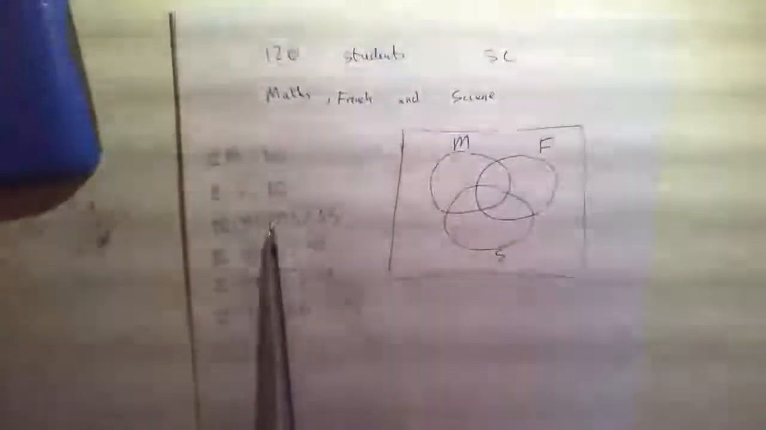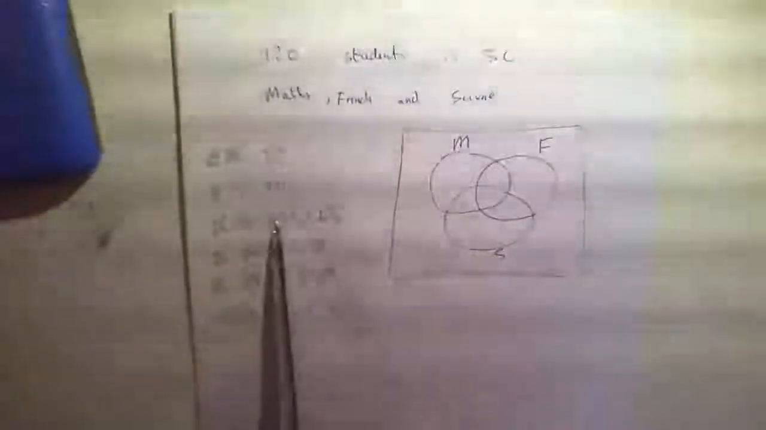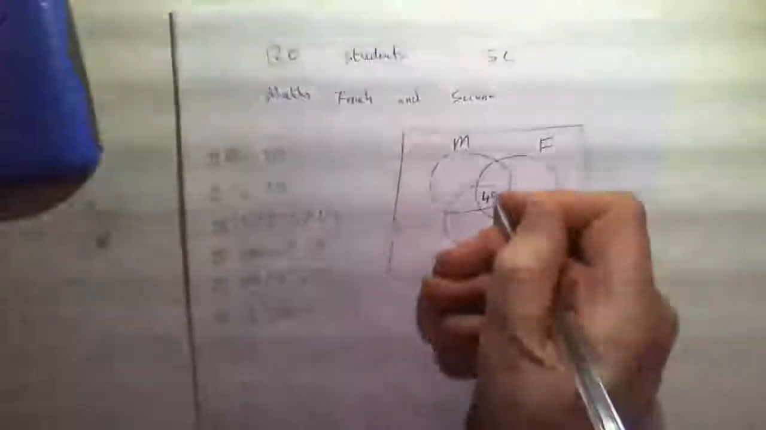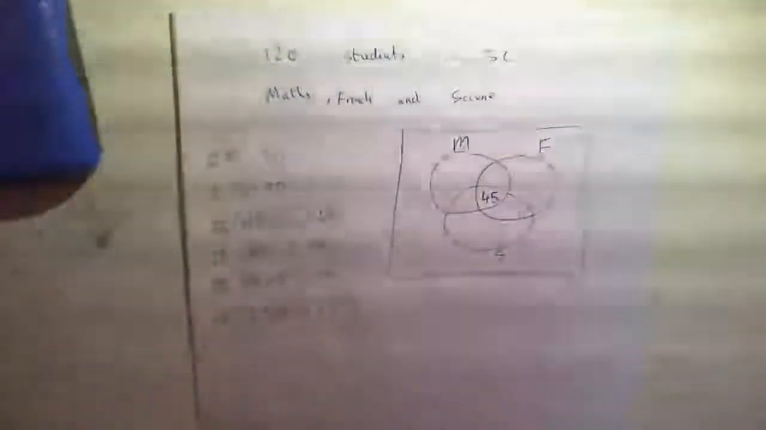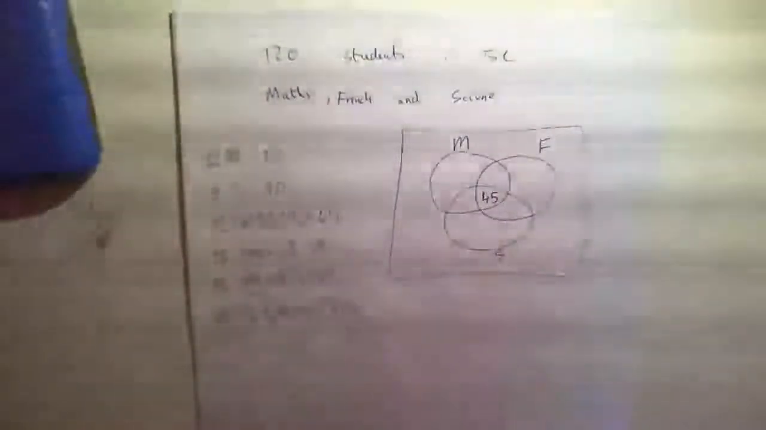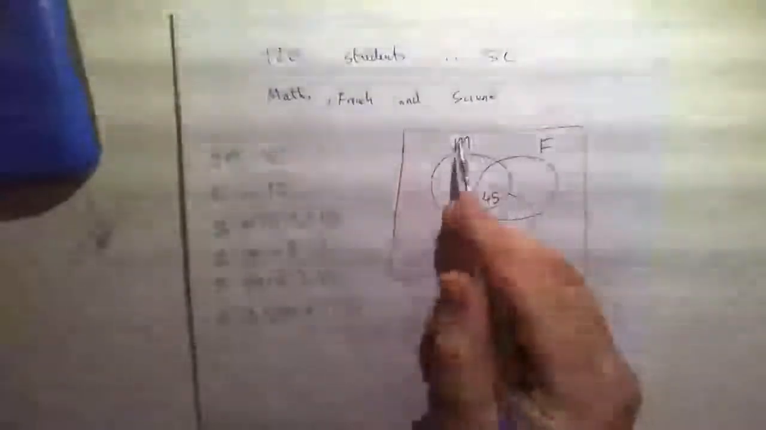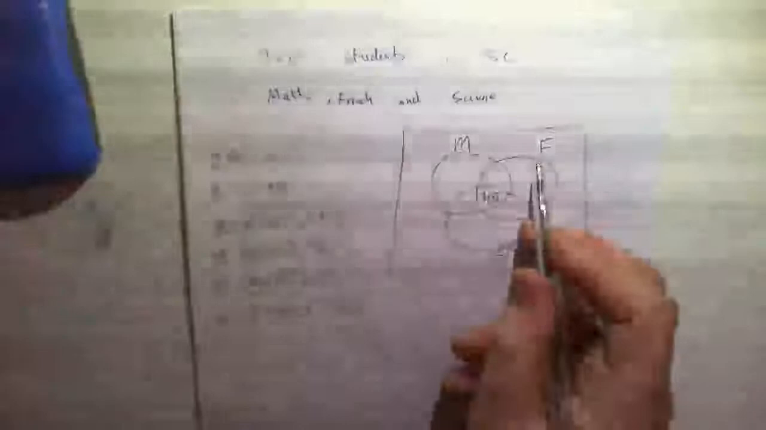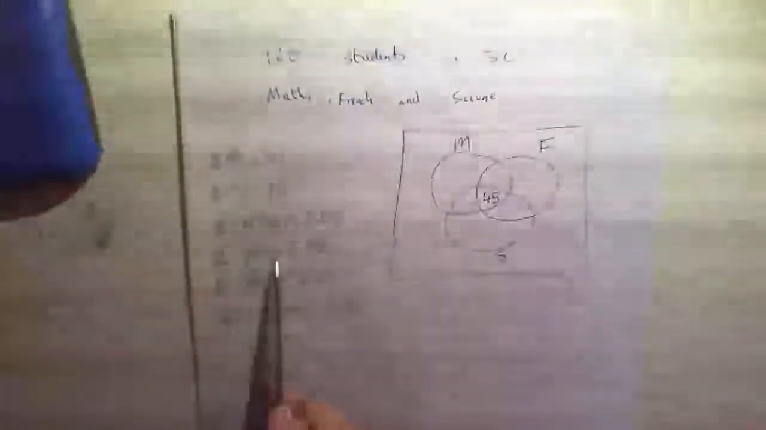We need information either about maths and science, science and French, or maths and French. So I have maths and science here. They say that there's 58 people who did maths and science. See this area right here? 58 people are in here. But wait a second, I've already got 45. So there can only be another 13, because together they must add up to 58.